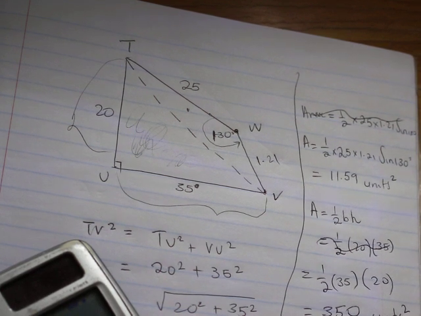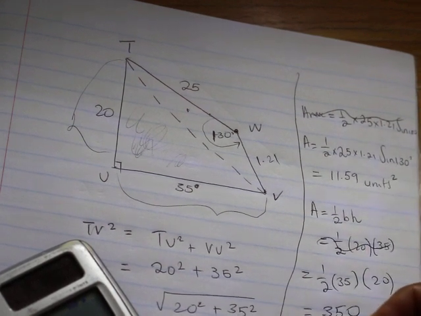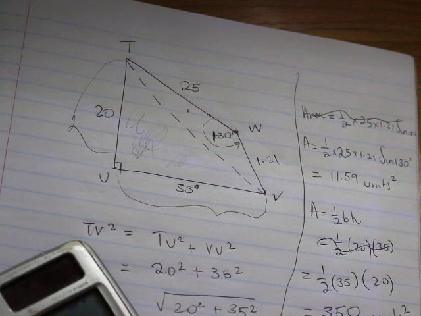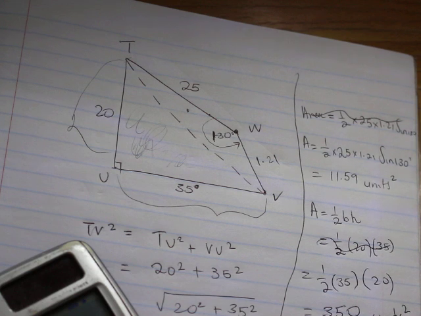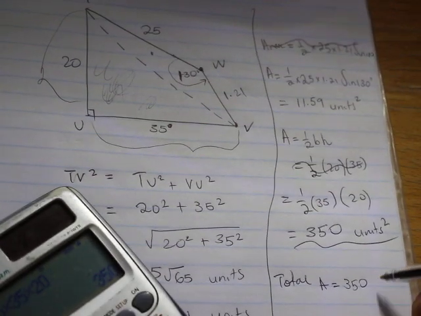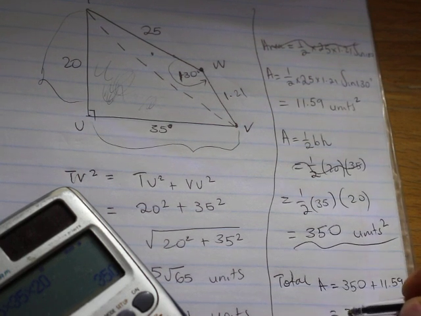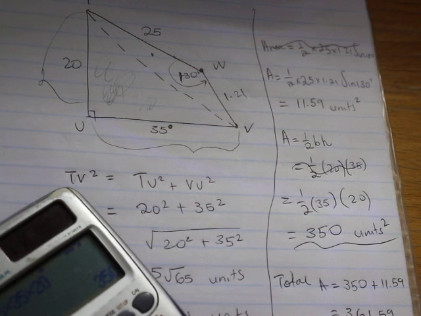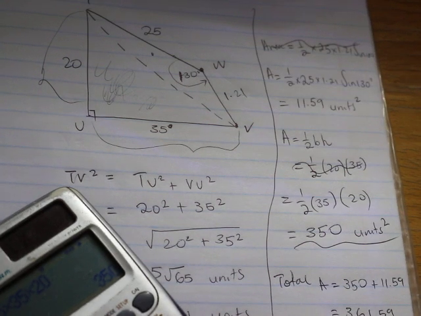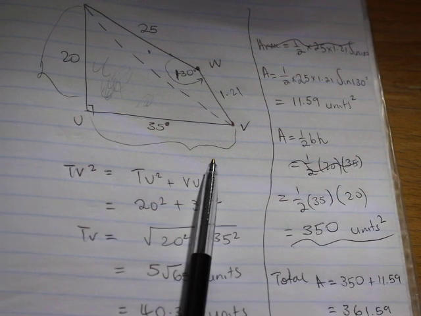So we just add that, so total A is going to be the sum of the two, 350 plus 11.59, and that just becomes 361.59 units squared. And ladies and gentlemen, finally we're done. I didn't think we were going to be able to finish, but hey, we did.